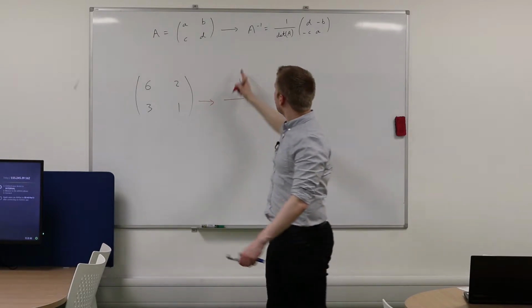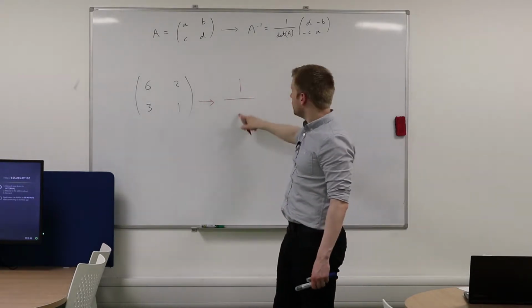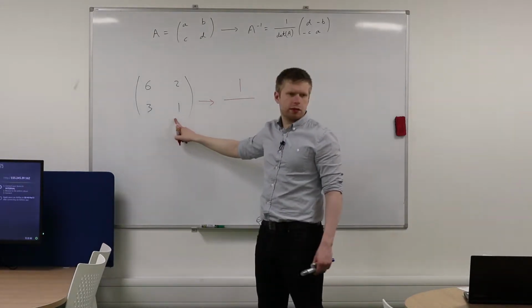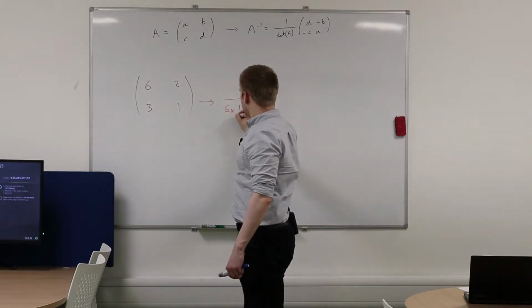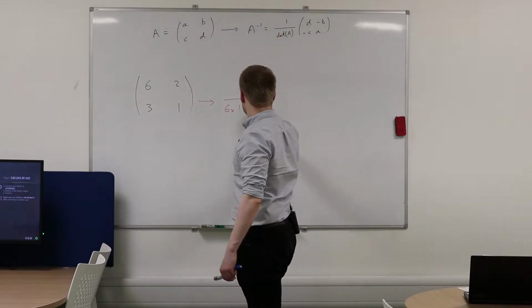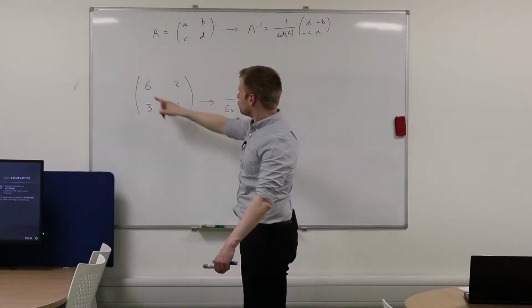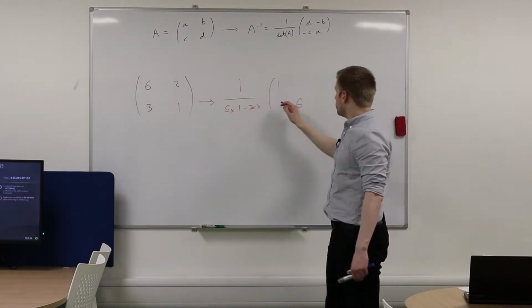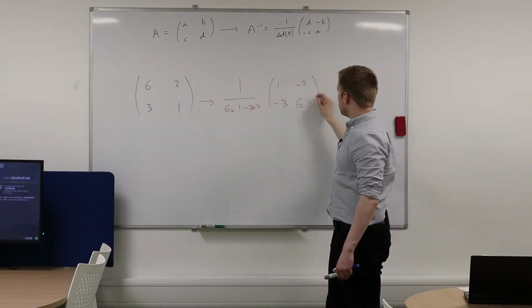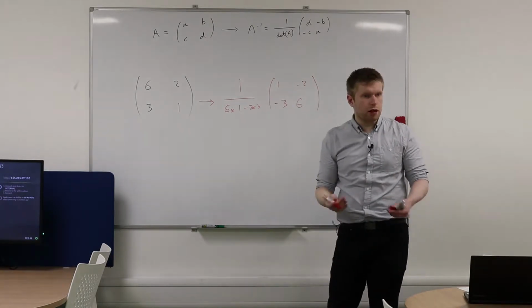Good, so I do 1 divided by the determinant of that matrix. So what's the determinant of this matrix? Good, because you do 6 times 1 minus 2 times 3, or 3 times 2, that's fine. And then you switch these two round, so 1 goes there, 6 goes there, and you negate these two. This is -3 and this is -2. That's just the standard procedure.